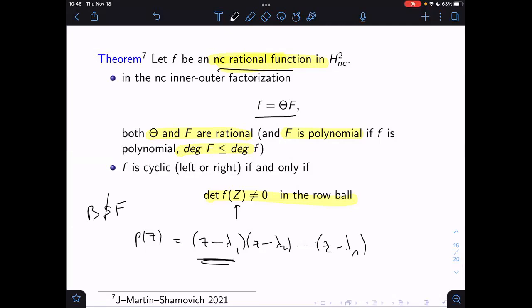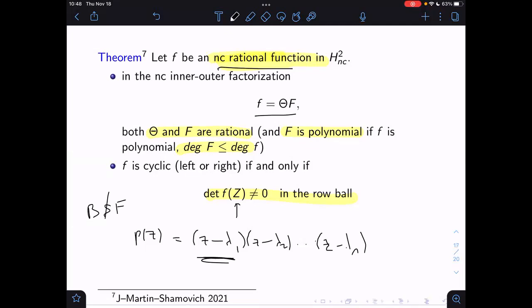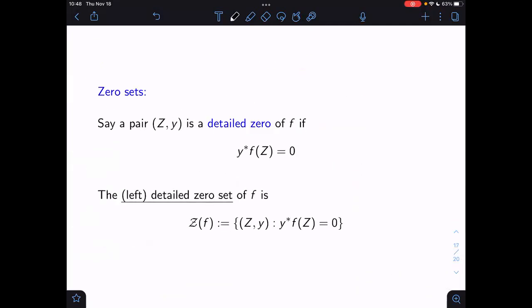So to tidy that up, let me in the last couple of minutes say a word about zero sets. What should a zero set be in the NC setting? It turns out, well, you can investigate different notions, but the right one, at least for our purposes, turns out to be this. I'm going to look at not just places where F of Z is a singular matrix, but I want to keep track of a direction in which it's non-singular. So I'm going to look at a vector Y that's orthogonal to the range of F of Z. So a pair (Z, Y) is a detailed zero of F. Of course, I want Y to be a non-zero vector here. A detailed zero if Y is orthogonal to the range of F.